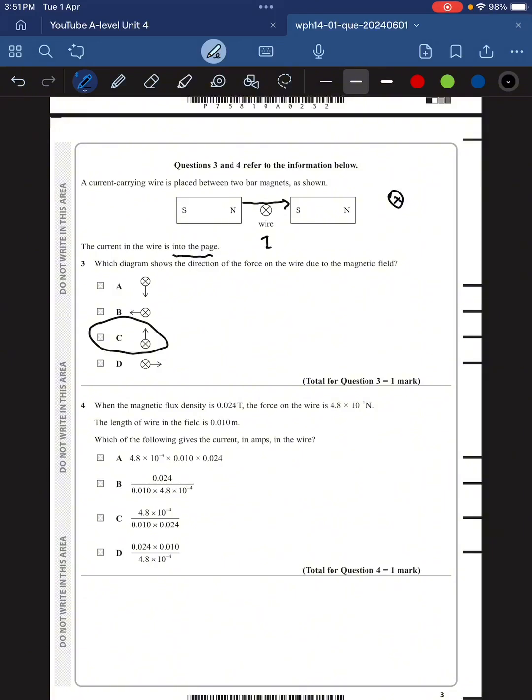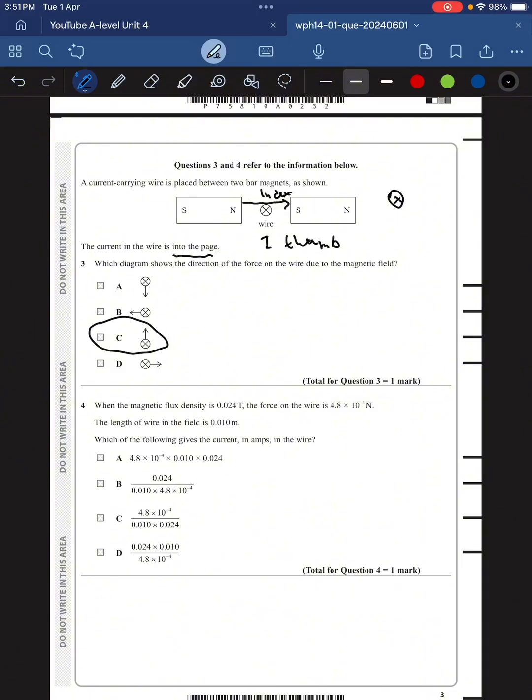Okay, so again, index, thumb, and if you put your fingers of the left hand in this direction, in this fashion, you're going to see that your middle finger points up.